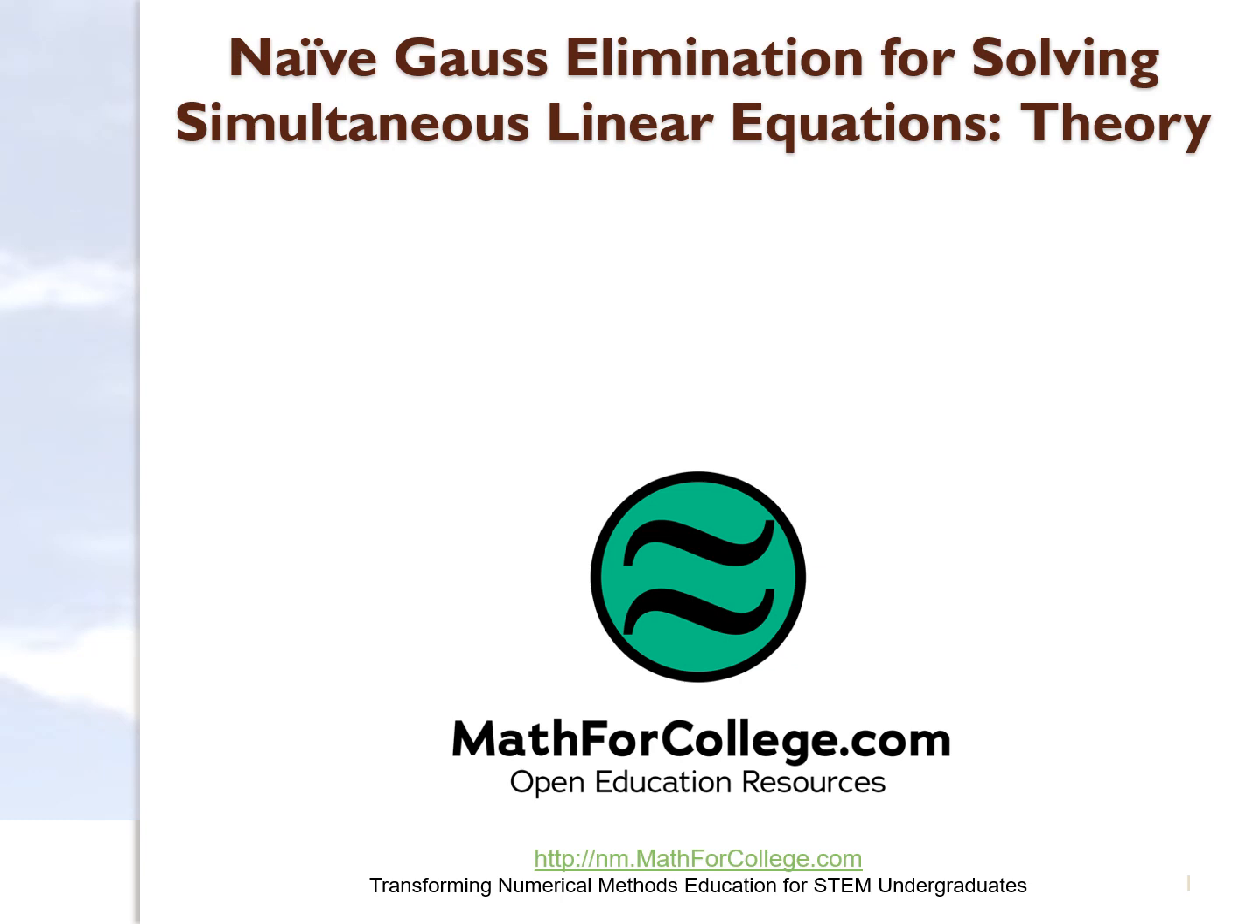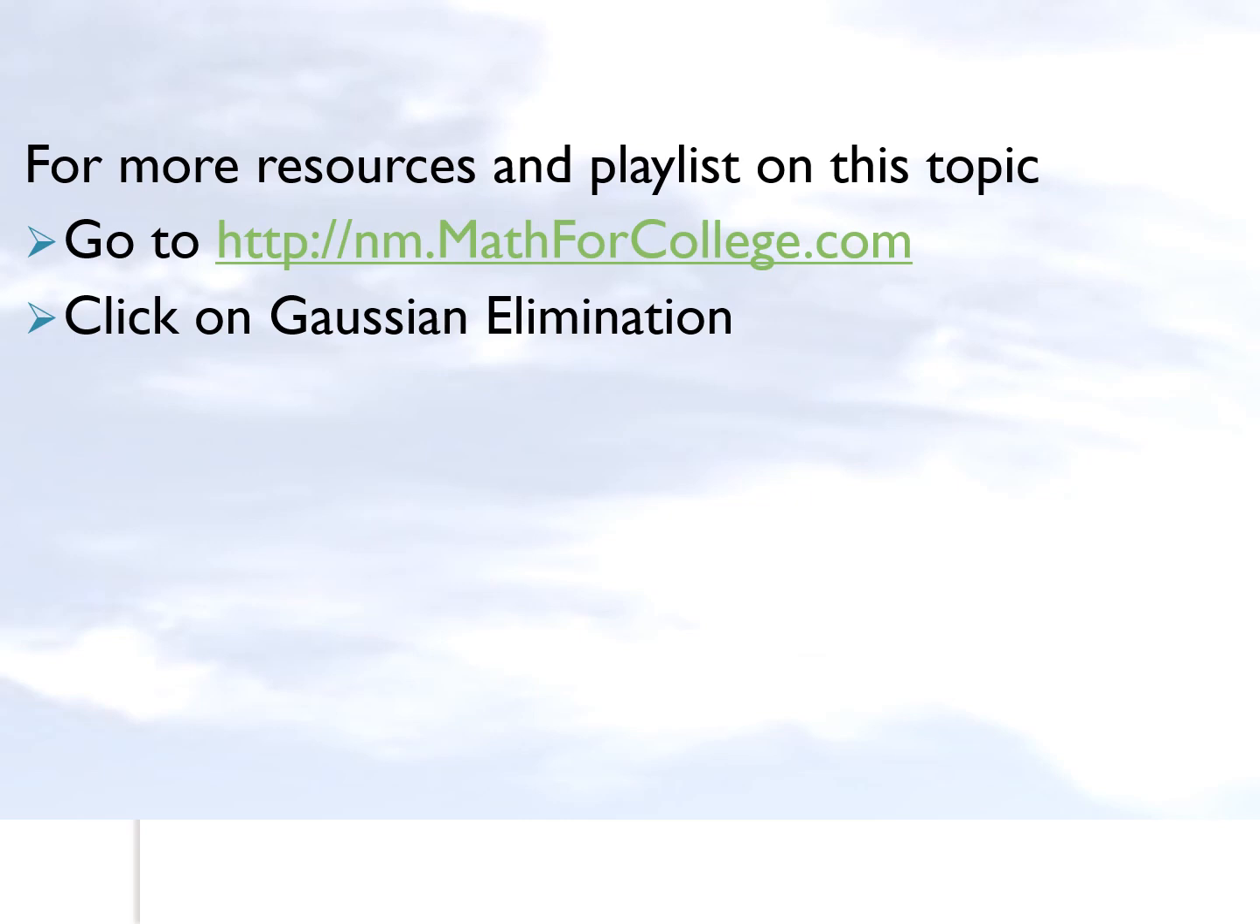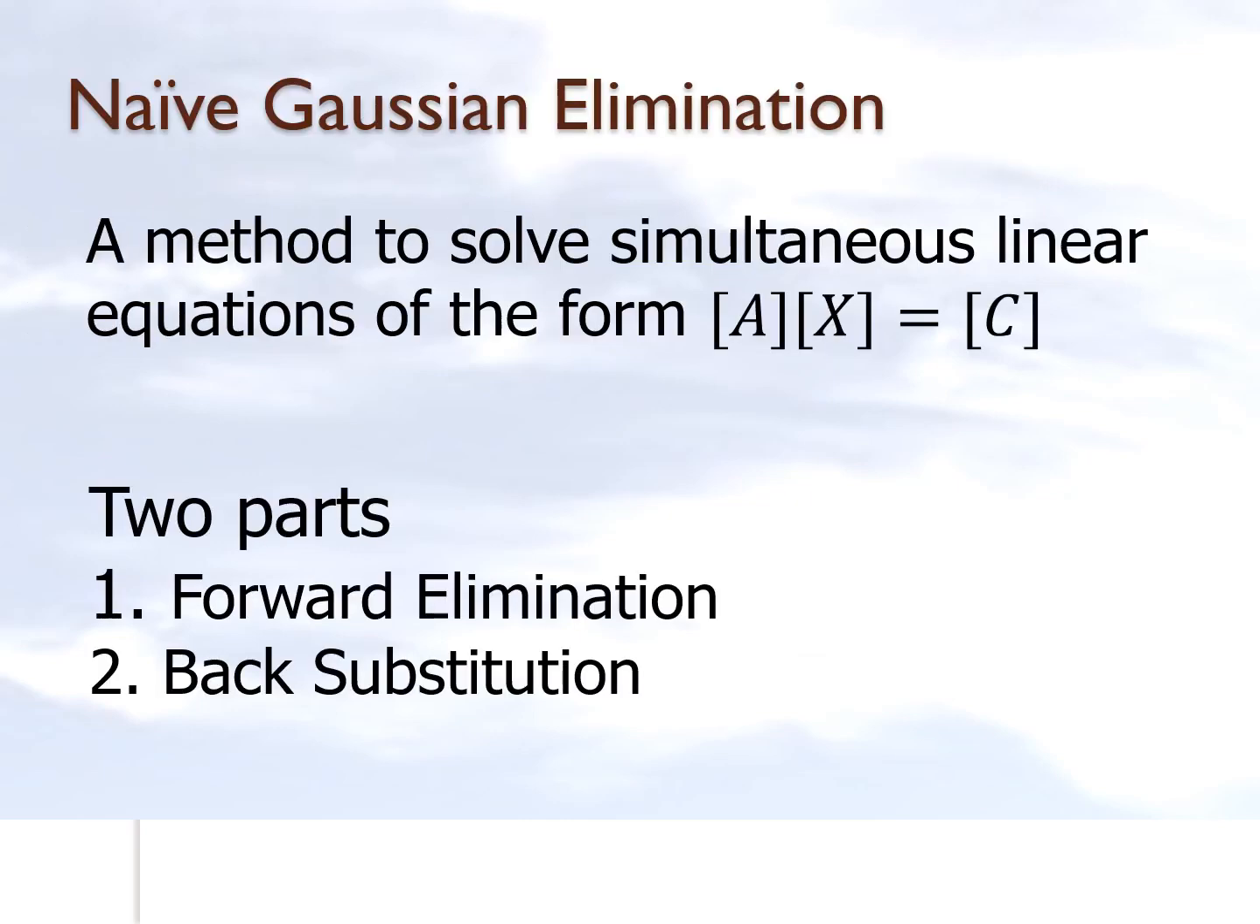In this segment, we'll talk about how we can solve simultaneous linear equations by using the naive Gauss elimination method. If you look at the naive Gaussian elimination method, what it simply does is that it takes simultaneous linear equations, which are of the form Ax equal to C if you write them in matrix form, and it solves for x, which is the unknown vector. A is the coefficient matrix, C is the right hand side vector. So once the coefficient matrix and the right hand side vector are known, you can find out what the unknown vector or the solution vector is.